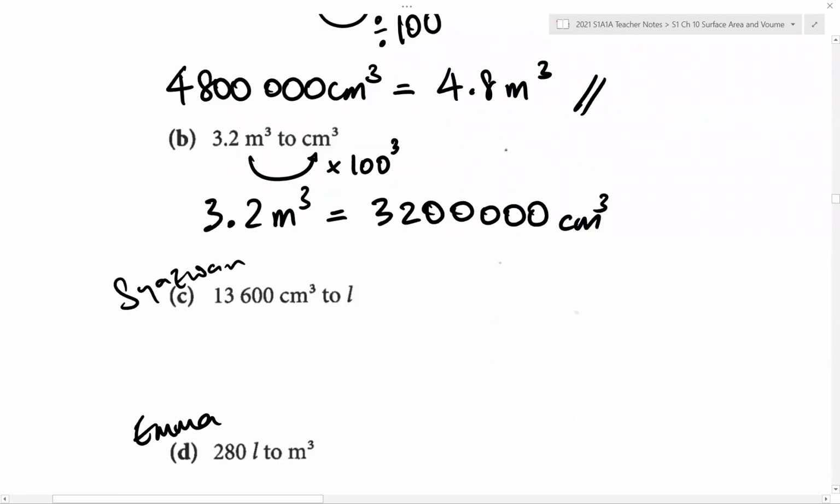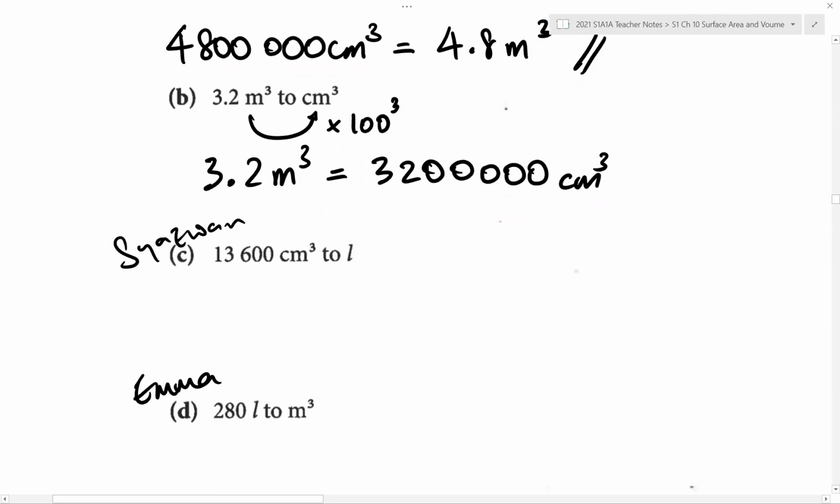Okay, just one next. Times 100. So how do we do from cubic centimeters to liters? Wait. No or don't know? Don't know. So do you know how to convert from cm cube to milliliters? Yes or no? What is the conversion? It's the same. 1 cm cube is the same as 1 milliliter.